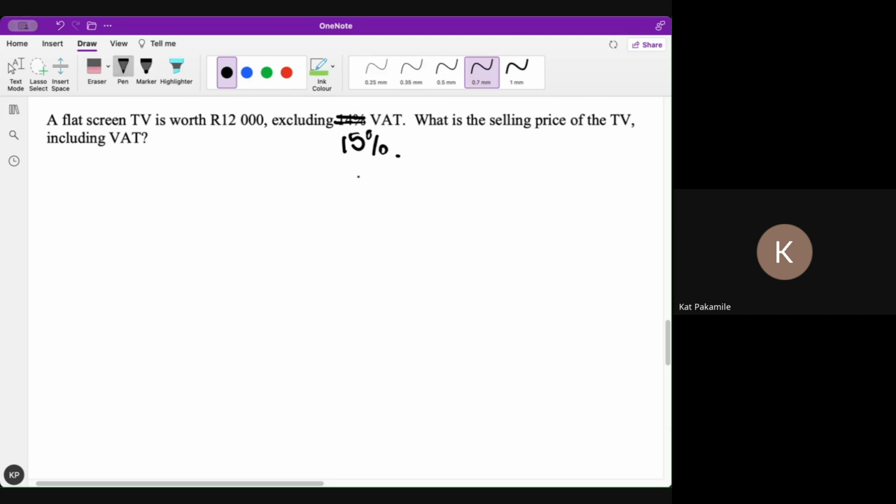This textbook is old. Now, a flat screen television is worth 12,000 rands, excluding VAT. Let's start with what is VAT, guys? Firstly, what does it stand for? Okay, it stands for value added tax. Thank you, Silindile. But what is value added tax? Thank you, Alice. That's what I was looking for. It's tax that is added to non-necessary or luxury goods.